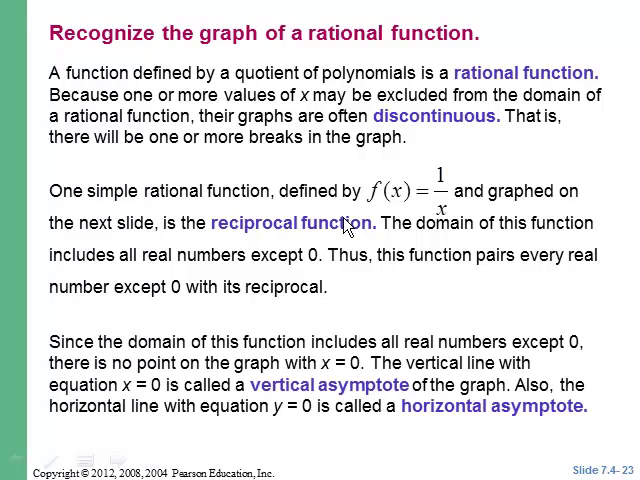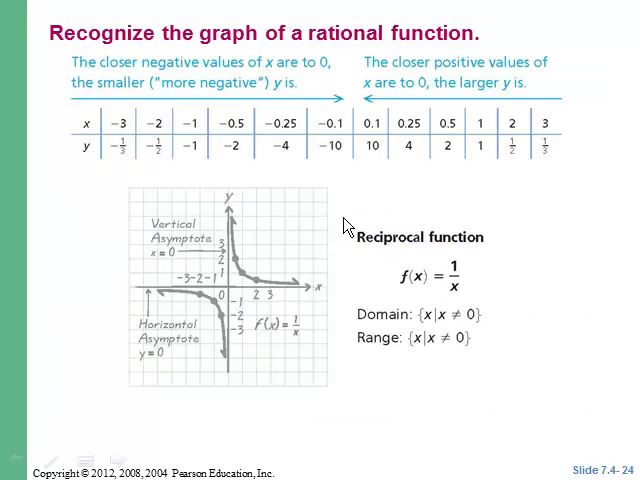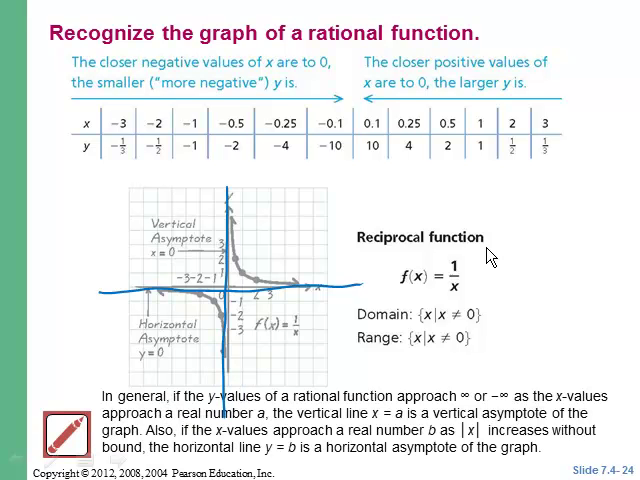These are called asymptotes where x cannot equal 0. By the way, y can't equal 0 either, and so that would be the horizontal asymptote. So you see, we've got a vertical asymptote, and we've got a horizontal asymptote here also. In general, if the y values of a rational function approach infinity or negative infinity as x approaches a real number, the vertical line x equals a is a vertical asymptote.